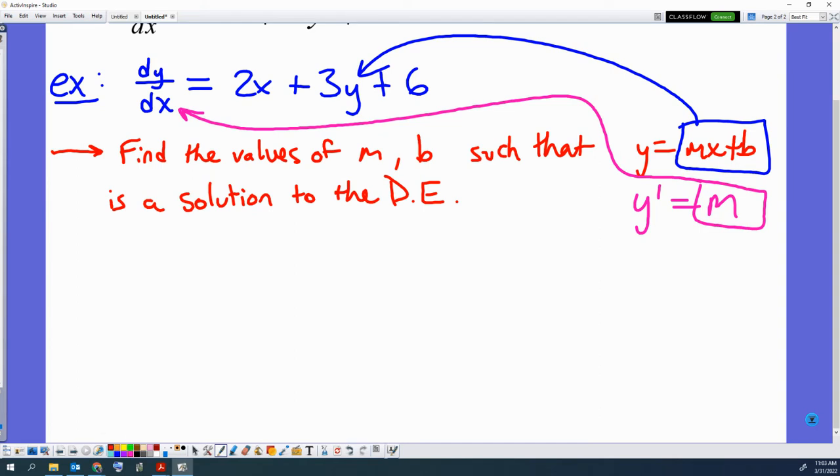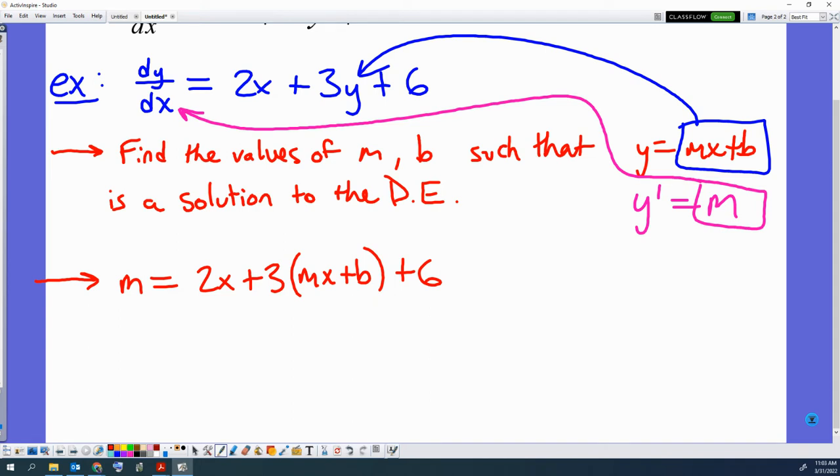dy dx, I'm going to use m there. And then I have 2x plus 3y, which is 3 times mx plus b, right? And then plus 6. So I don't know, maybe this doesn't look like that helped much, because now we have one equation and it's confusing because it has 3 different letters in it, right? So you might be thinking, how do you solve for 3 variables in one equation?